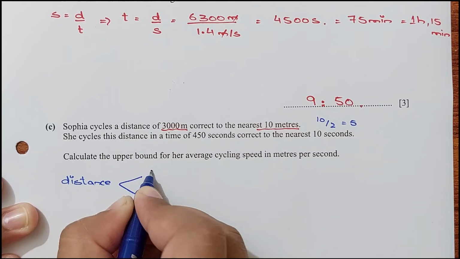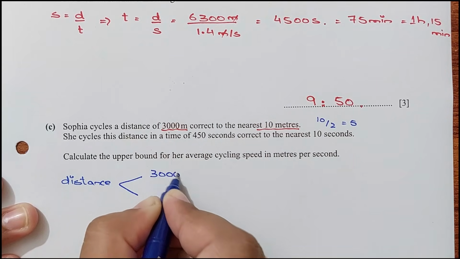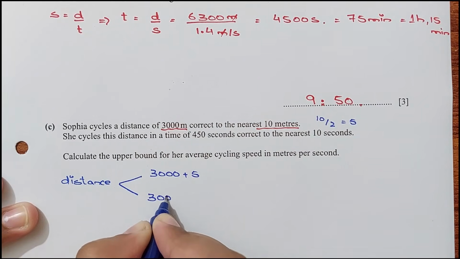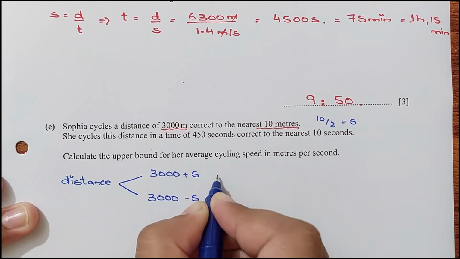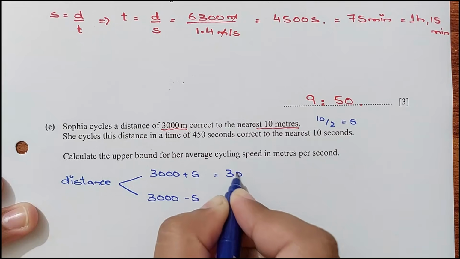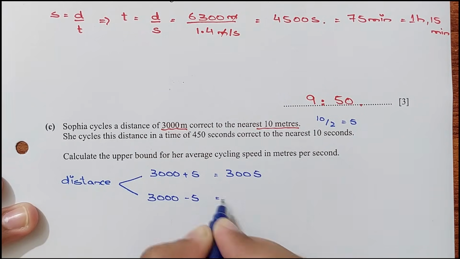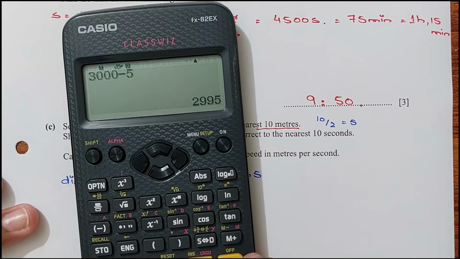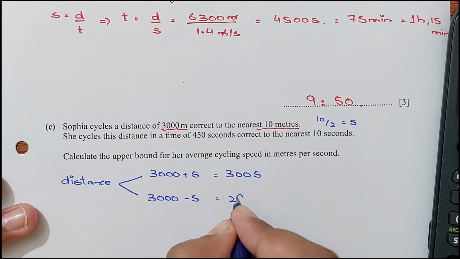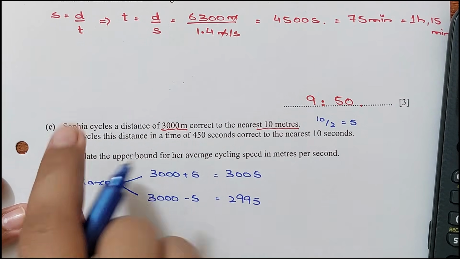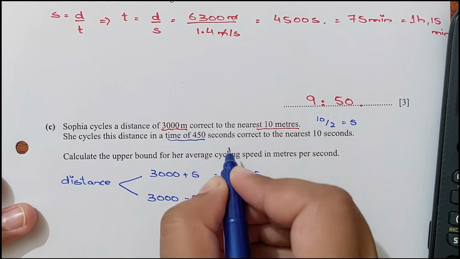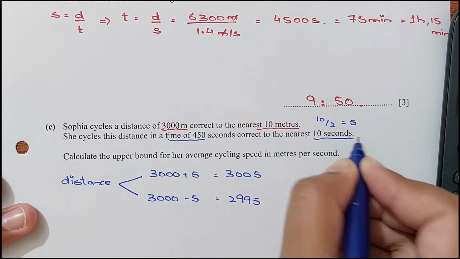Upper and lower bound is 3000 plus 5 and 3000 minus 5. This is 3005 and 2995. Right. She cycles this distance in the time of 450 seconds, correct, to the nearest 10 seconds.